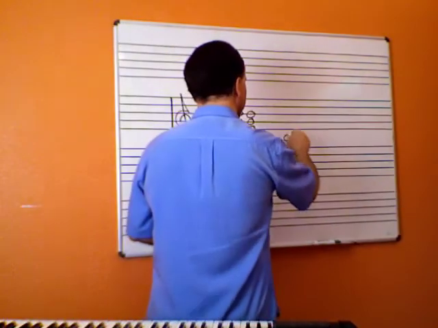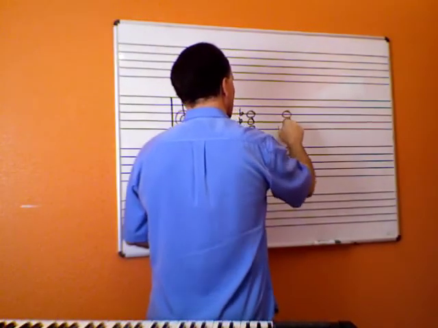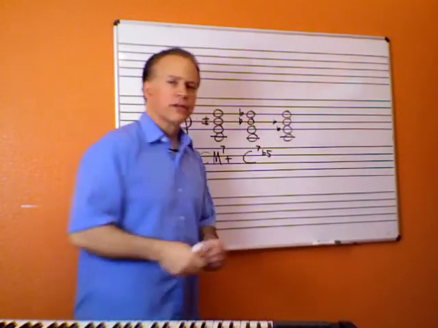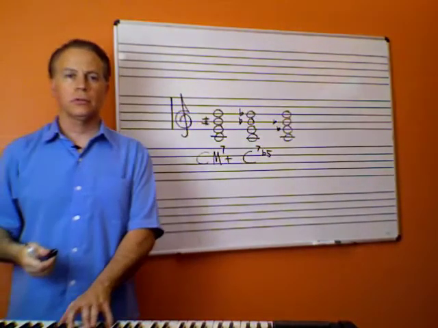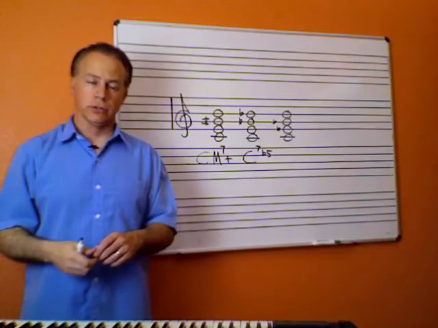Another interesting one here, a diminished triad with a major seventh. This would be called diminished major.